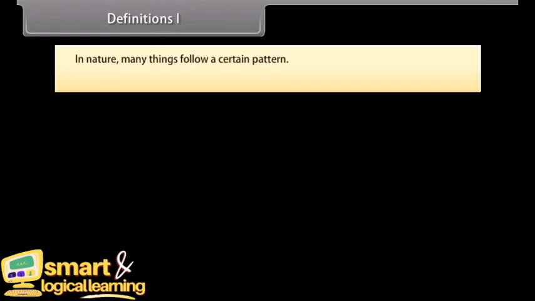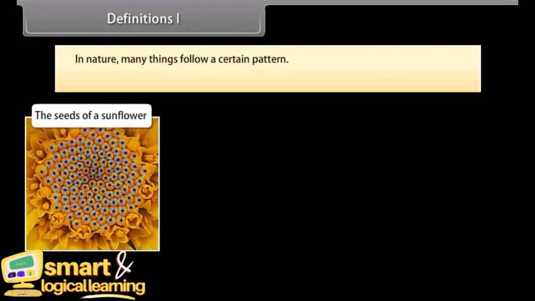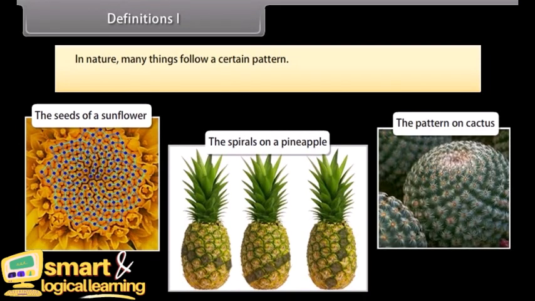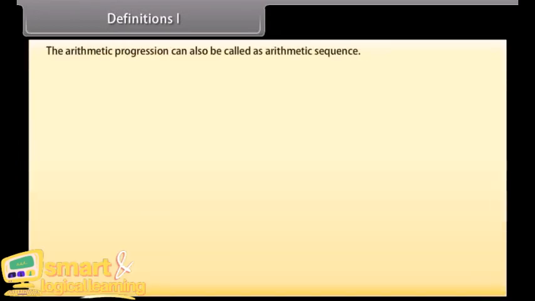Definitions 1. In nature, many things follow a certain pattern, such as the seeds of a sunflower, the spirals on a pineapple, the pattern on a cactus, and so on. Arithmetic progression is a study of one such pattern. Arithmetic progression can also be called arithmetic sequence. Before talking about arithmetic sequence, let us know what a sequence is.